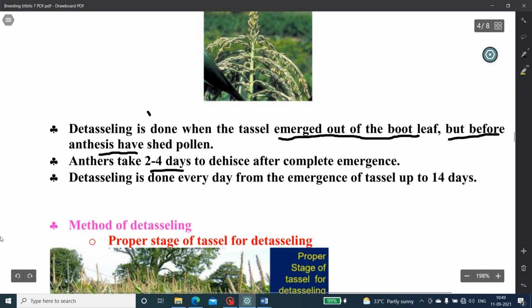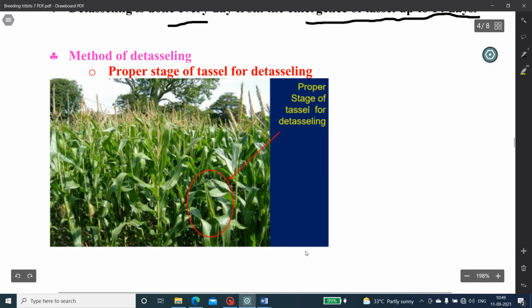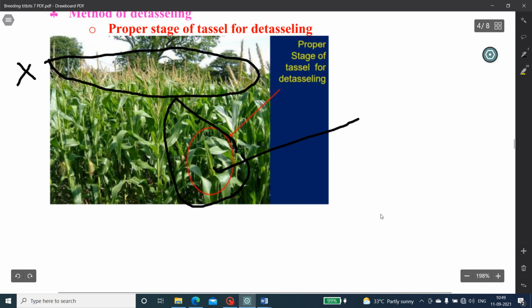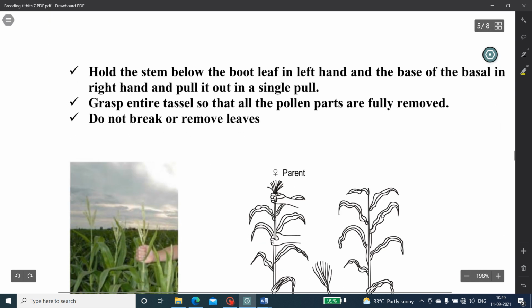Before that you have to remove the male tassel, and detasseling should be done every day from the emergence of the tassel up to 14 days. And this is the correct stage, the proper stage of the detasseling. And these are the completely opened flowers. This is not done for detasseling. You can see here it's just emerging from the boot leaf, and this is the correct stage for detasseling.